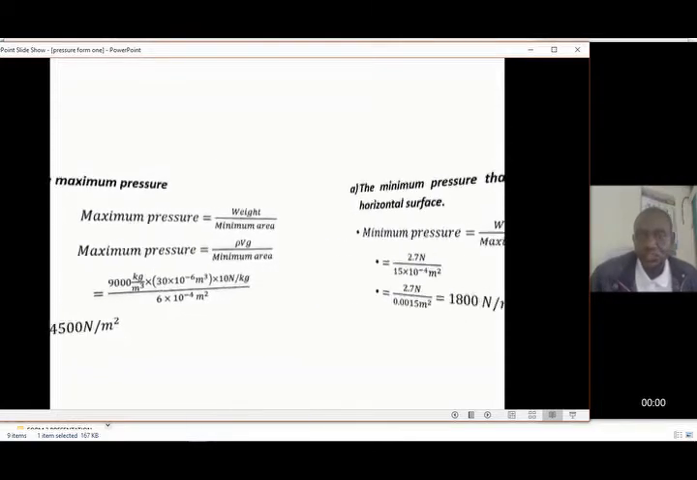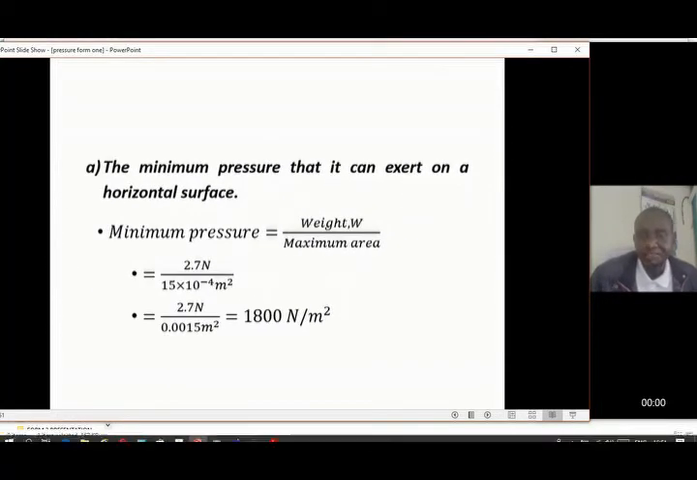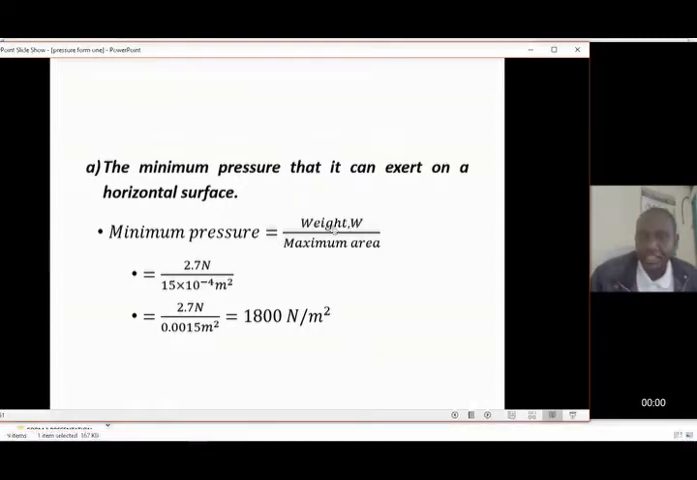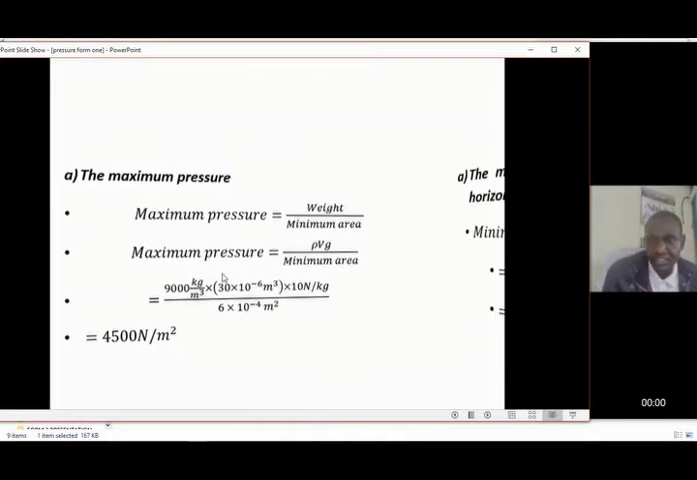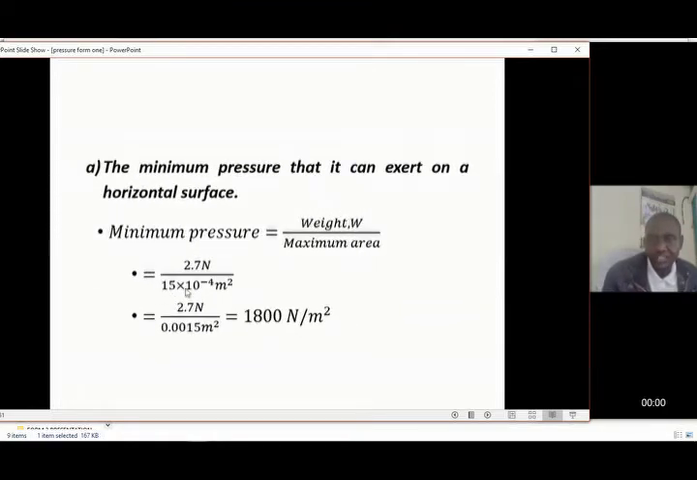Now, this next question will be minimum pressure. Minimum pressure will be weight divided by maximum area. Weight is 2.7, then divide by maximum area. The side that gives you maximum area is the one of 5 and 3, giving you 15. That's what we have here as 15 times 10 to the negative 4. You get that one.